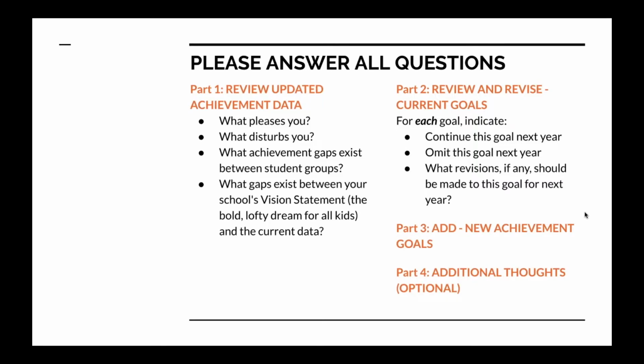Part two lists each goal, and under the goal, you'll indicate if a goal should be continued or omitted, and if any revisions are needed, if it is to be continued. Part three, you're going to be adding new achievement goals if needed. And there again, you can use the format described. And then part four, any additional thoughts. And of course, that's just optional.